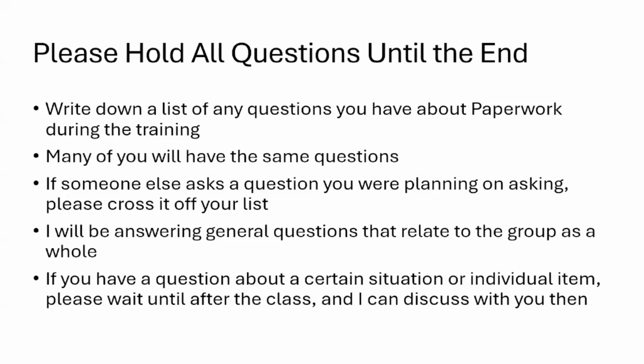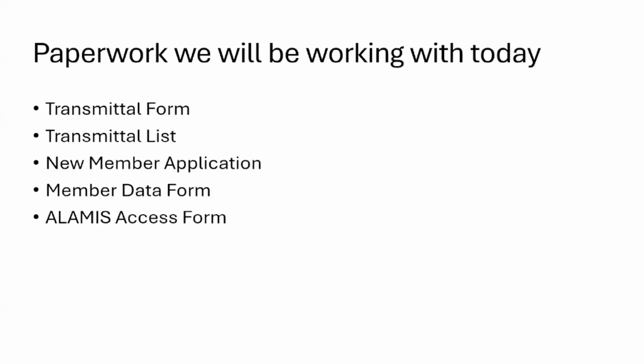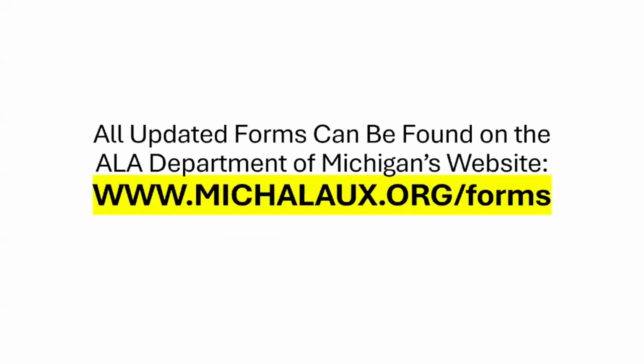Again, the paperwork we'll be going through today is your transmittal form, transmittal list, new member application, member data form, and Alamus access form. Is everybody decently familiar with these forms? Okay, I figure we're gonna have a lot of membership people here. If you ever need forms, one of the things that I'm noticing in department as I'm getting transmittals in is people using older forms or outdated forms.